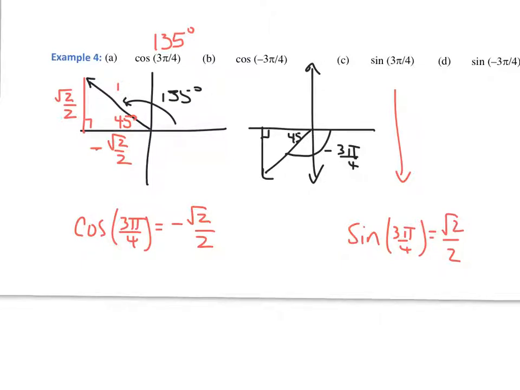Understand that we are going to label this with a 1, a negative root 2 over 2, and then another negative root 2 over 2, because we went left and we went down.